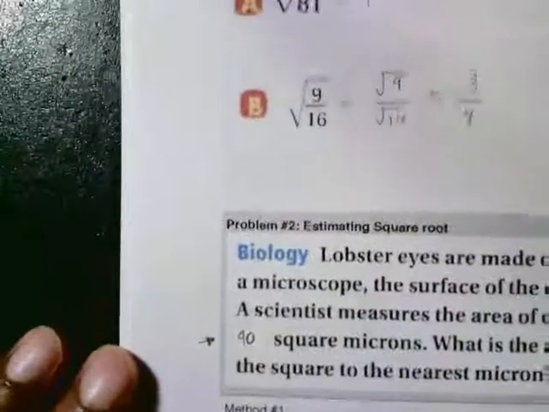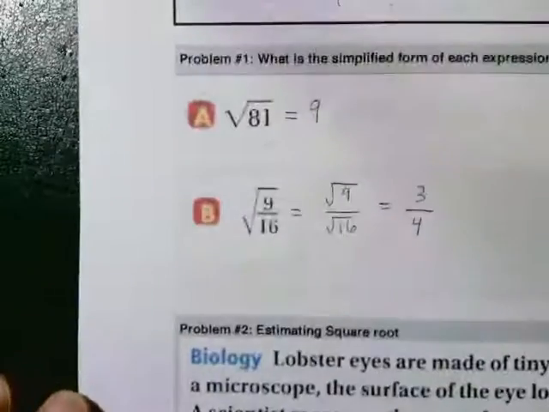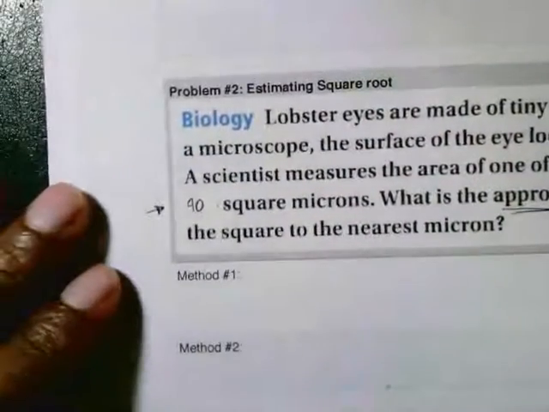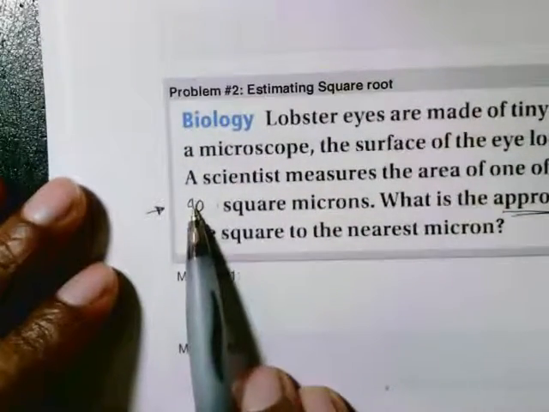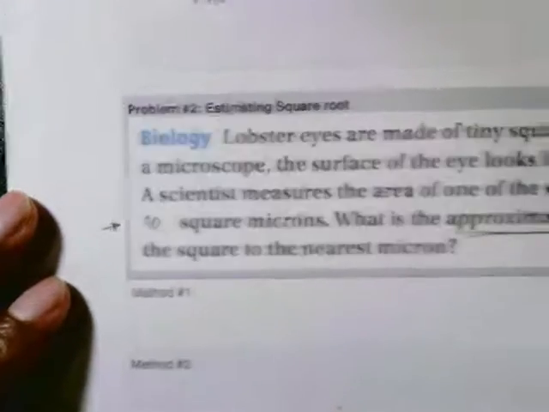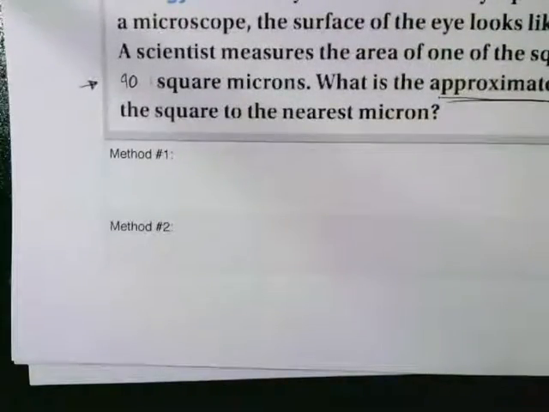Well, because right now, 90 isn't a number I know the square root of. For example, 81 was easy because 9 times 9 is 81. But there's no nice whole number that, when I multiply it by itself, gives me 90. So that's why they want an approximate answer. They want to know about where it is going to be. So what I do, for method 1, is think of what numbers I know the square root of that are close to it.